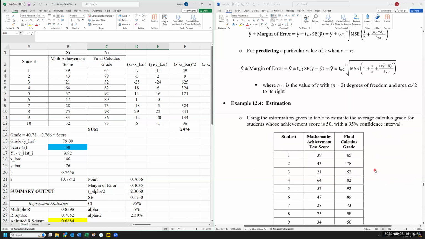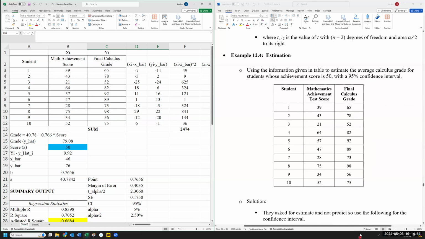So what we're going to do next is the example, and I will do that in the next lecture.